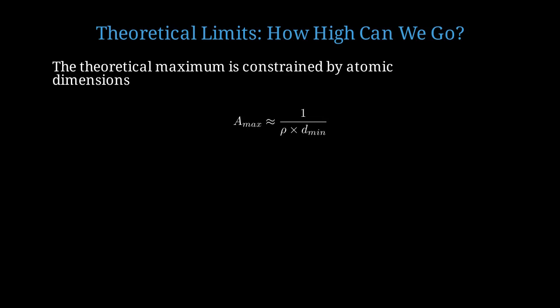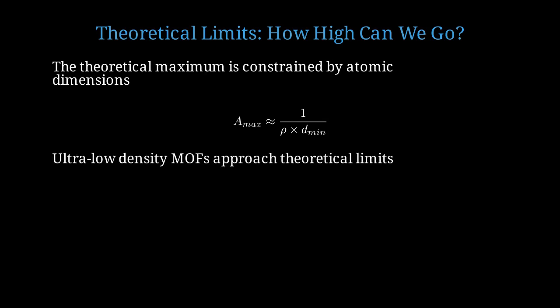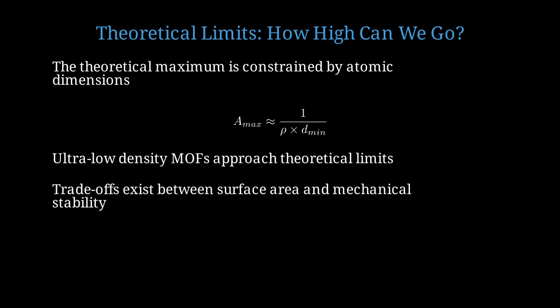A rough estimate for maximum surface area is 1 divided by density times minimum pore diameter. As you reduce density and pore size, you increase surface area. Some ultra-low density MOFs are approaching theoretical limits with densities as low as 0.1 grams per cc. However, there are trade-offs. As you increase porosity and surface area, you decrease mechanical stability. The structure becomes more fragile.